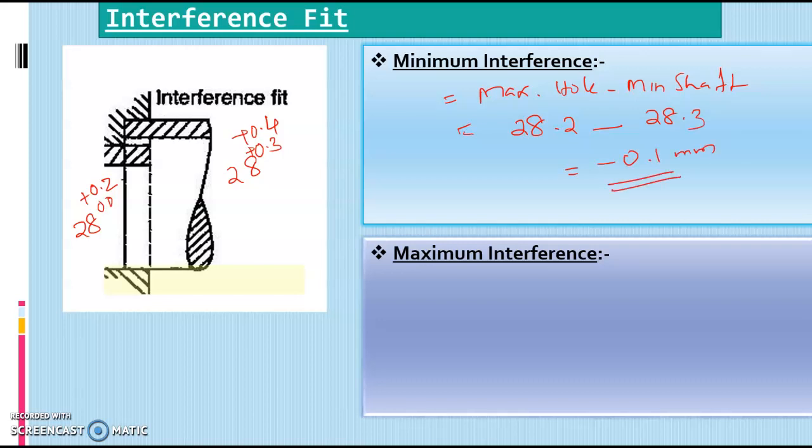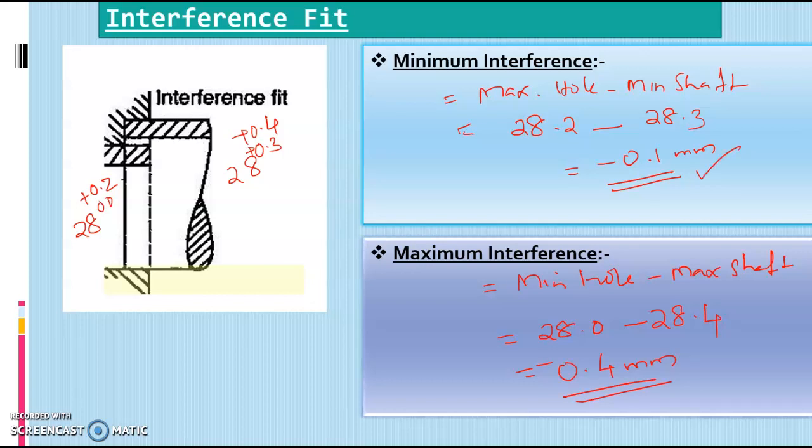So the minus represents the interference, and similarly the maximum interference is defined as the minimum hole minus maximum shaft size. So in this example, the minimum hole is 28.0 and the maximum shaft is 28.4. So the difference is minus 0.4 mm. So this is our maximum interference, and here it is the minimum interference.